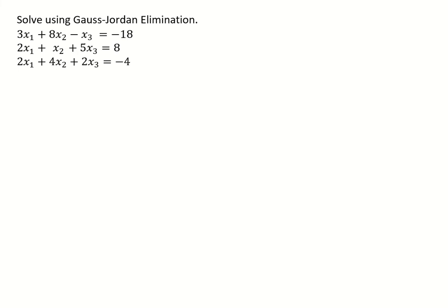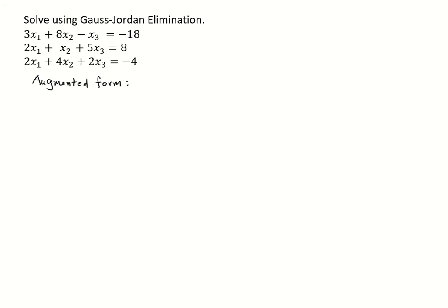We'll solve this system of linear equations by using Gauss-Jordan elimination. First, let's write the system in the augmented form. First, we want this number to be 1. So what I'm going to do is add a negative R2 to R1. Make it the new R1.